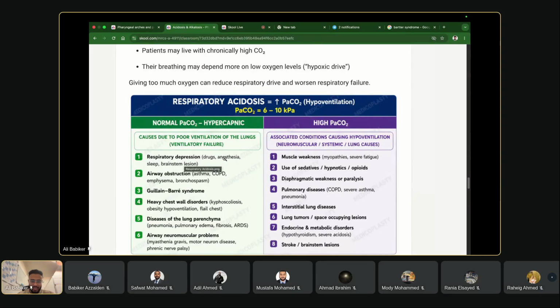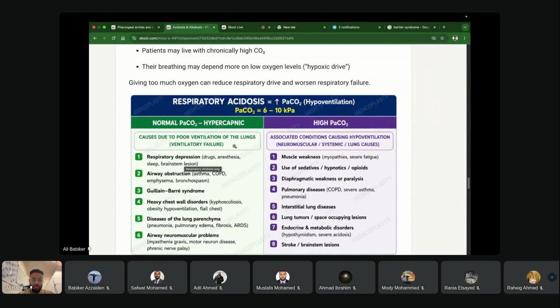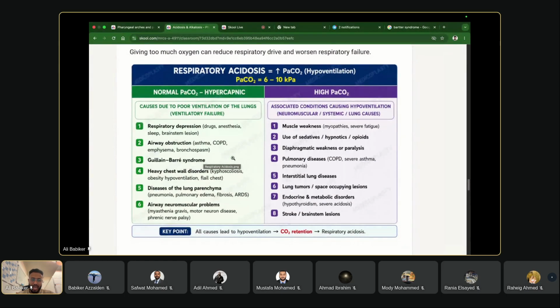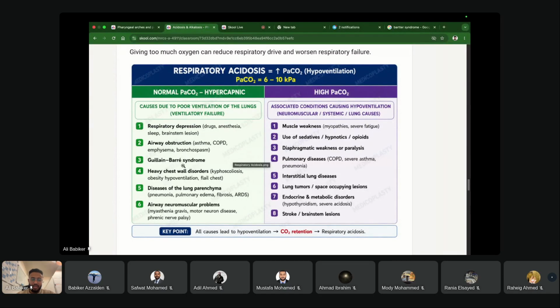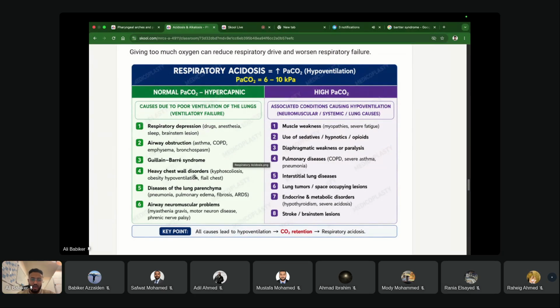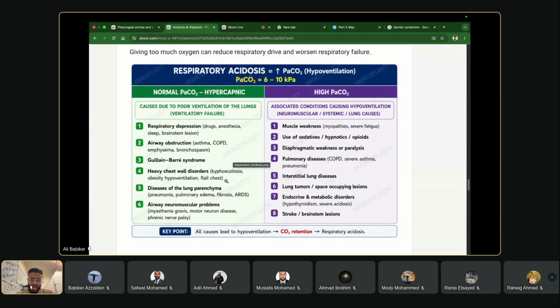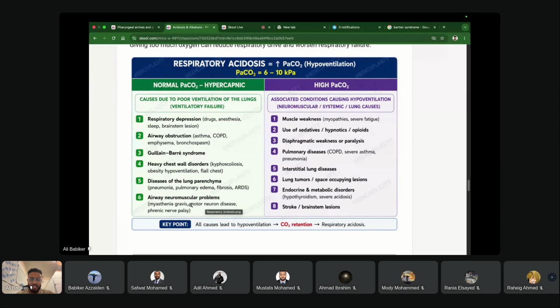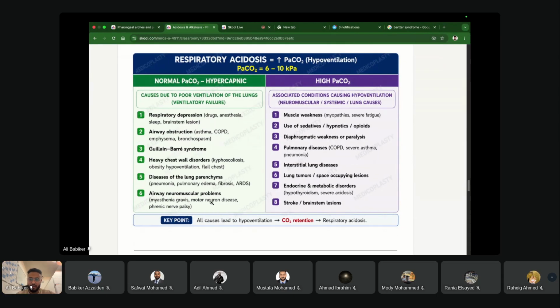Respiratory depression like drunk, anesthesia, sleep, or brain stem lesion. Airway obstruction like asthma, COPD, emphysema, and bronchospasm. Muscle problem, Guillain-Barré syndrome, and we said myasthenia gravis. Chest wall disorder like kyphoscoliosis, obesity, hypoventilation. Disease of the lung parenchyma and airway, neuromuscular problem like myasthenia gravis, motor neuron disease, and phrenic nerve palsy. Okay.